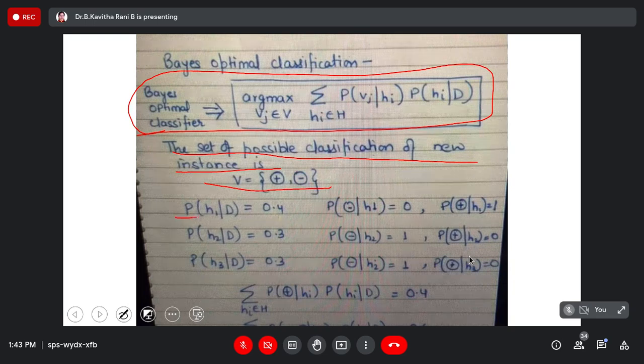Probability of H1 is 0.4, H2 is 0.3, H3 is 0.3.